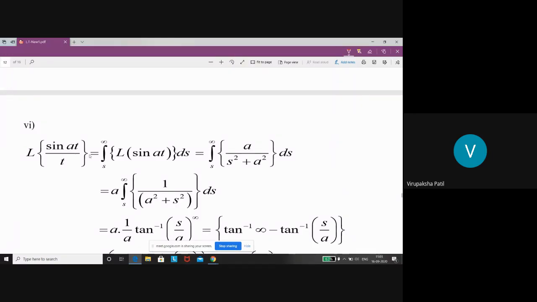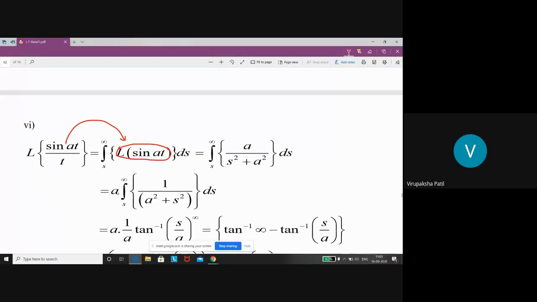This is sin(at), f of t is sin(at). So the Laplace transform of sin(at) you have tried. You have to integrate this between the limits s to infinity with respect to s. Now, what is the Laplace transform of sin(at)? It is a standard quantity, a divided by s square plus a square. It is a standard function or not? a divided by s square plus a square.